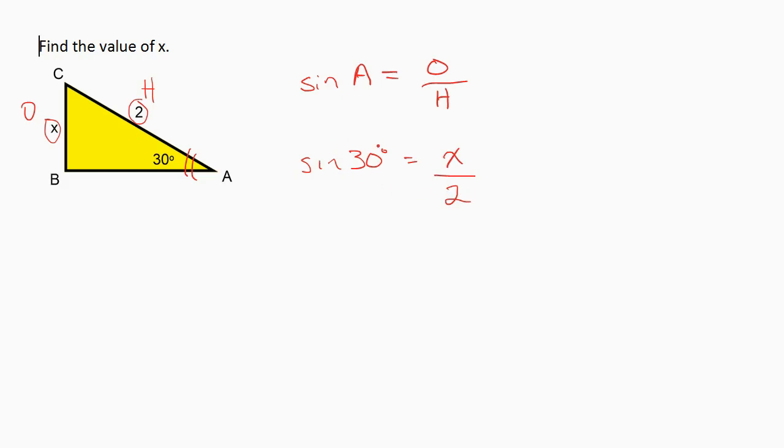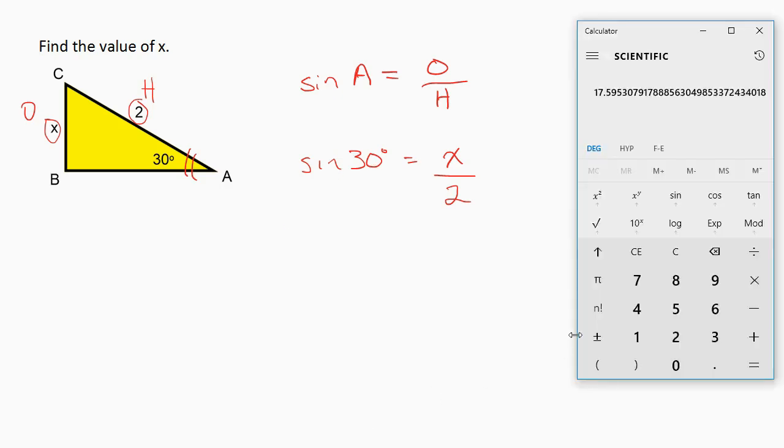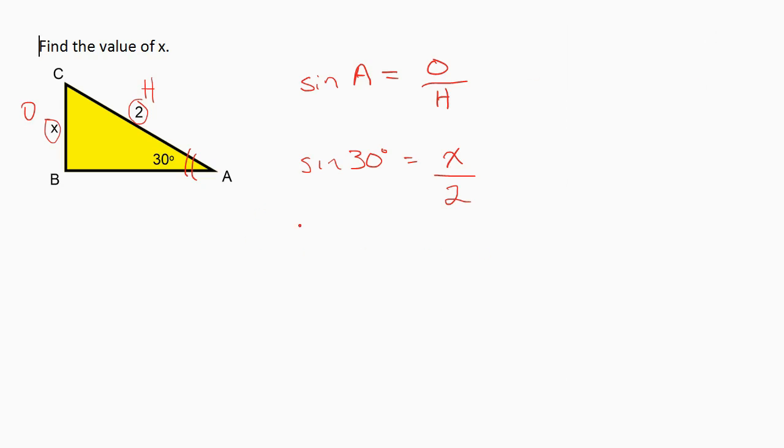And now let's figure out what sine of 30 degrees is. So we're going to bring our calculator up again, and I'm going to type in 30 sine, and I see it's 0.5. Don't even have to round at all. So sine of 30 degrees is just 0.5. 0.5 equals x divided by 2. Now I'm going to multiply both sides by 2.